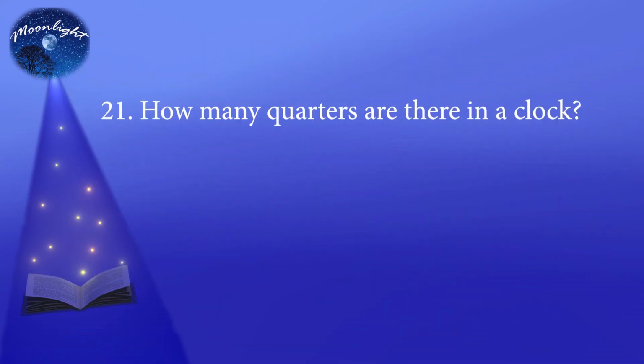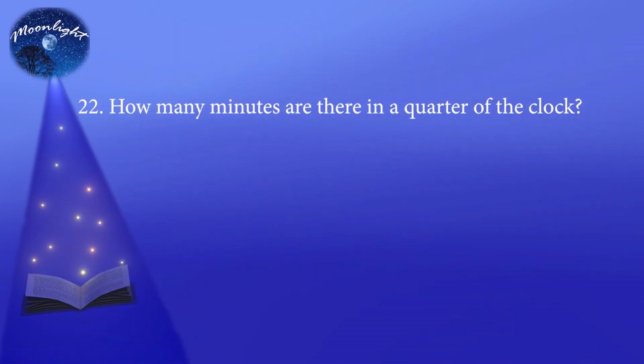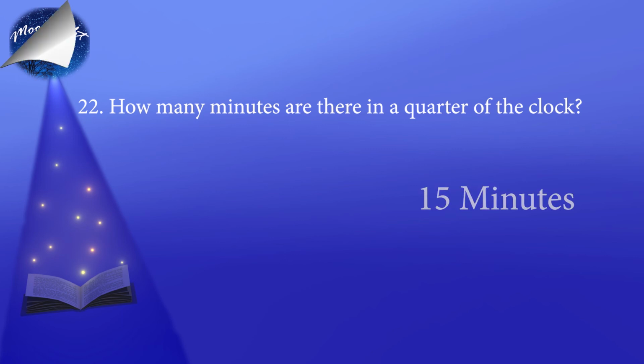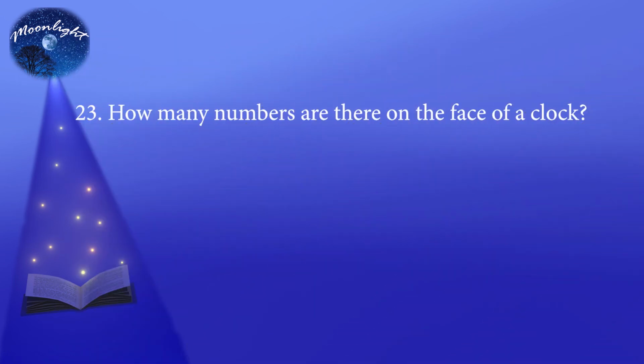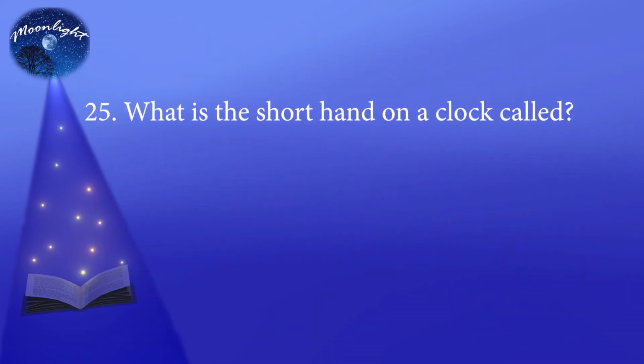1440 times. How many quarters are there in a clock? 4 quarters. How many minutes are there in a quarter of the clock? 15 minutes. How many numbers are there on the face of a clock? 12 numbers. How many minutes are there in each consecutive number in a clock? 5 minutes. What is the short hand on a clock called?